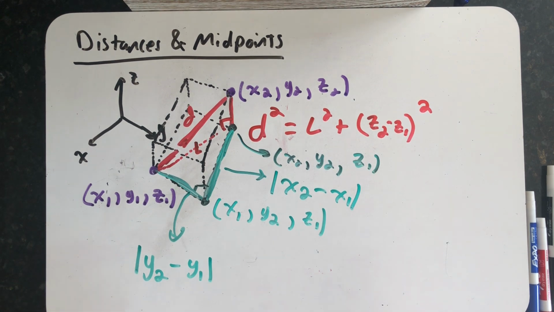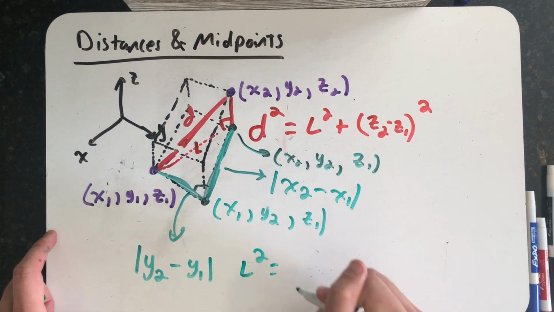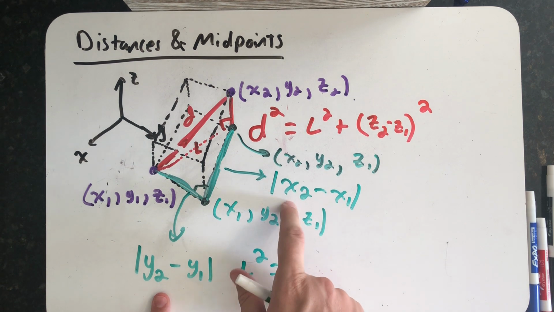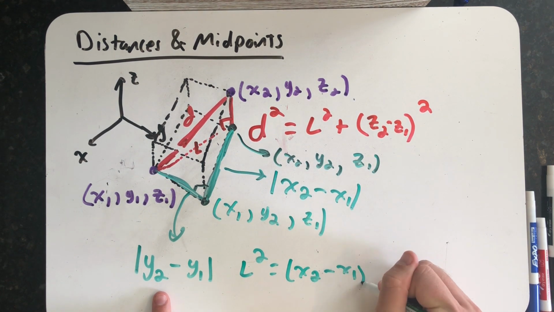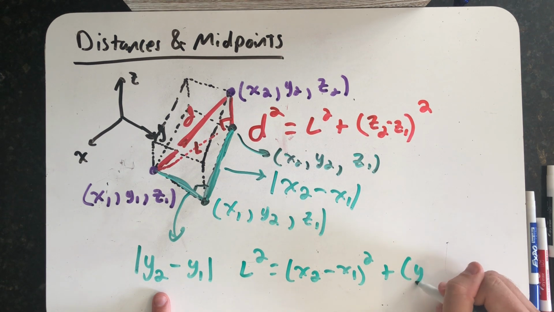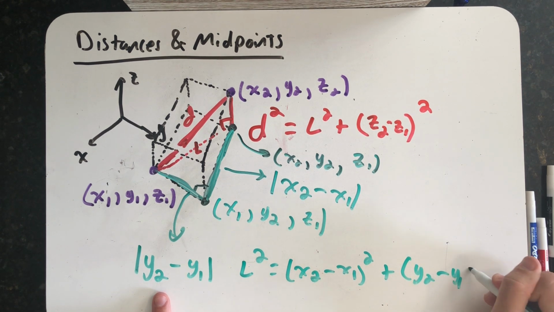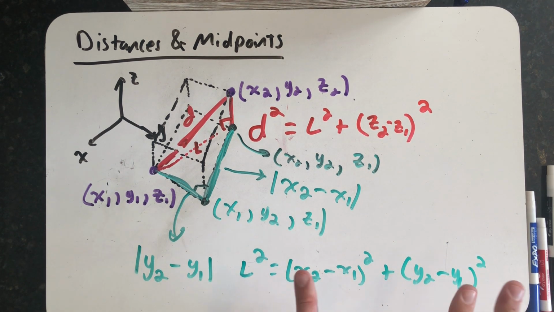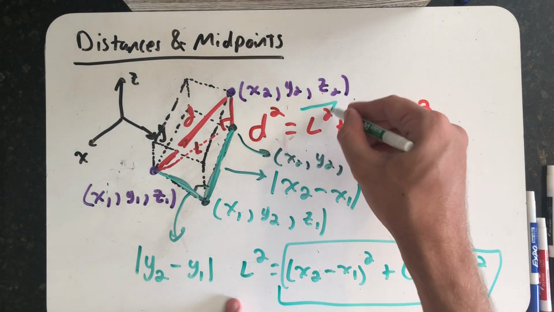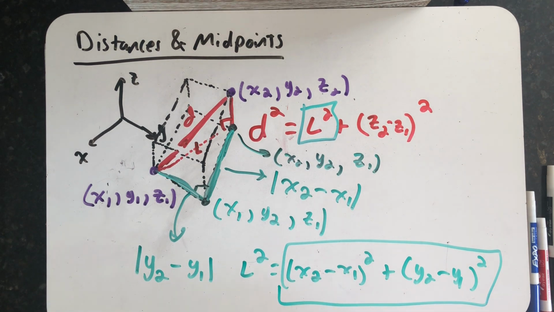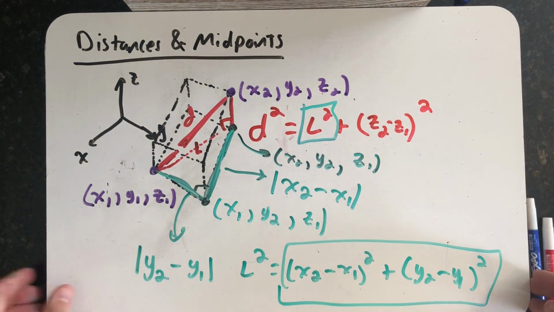Now L squared is equal to this distance squared plus this distance squared. Since I'm squaring them, I don't need the absolute values. And now I'm ready to substitute this in for L squared because, well, that's what L squared is. And this will give me my distance formula.